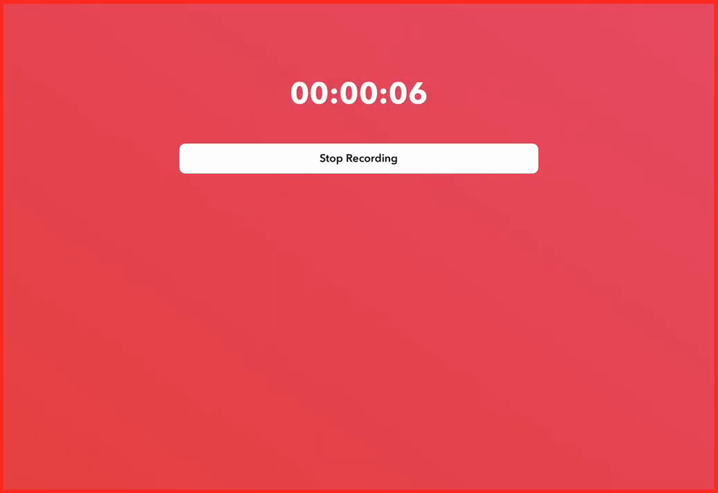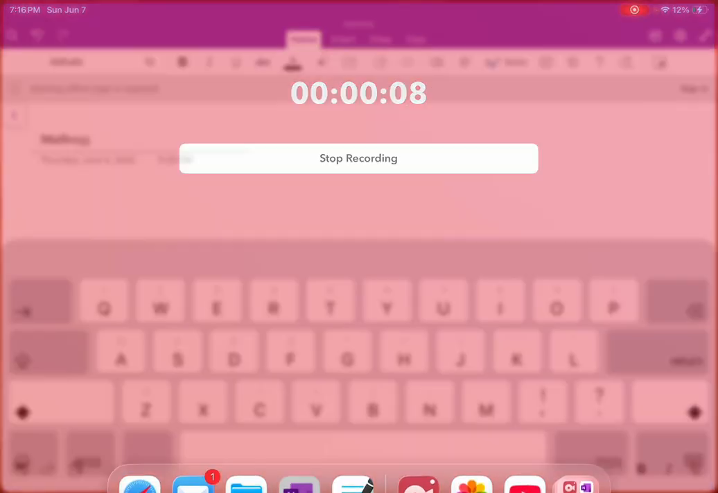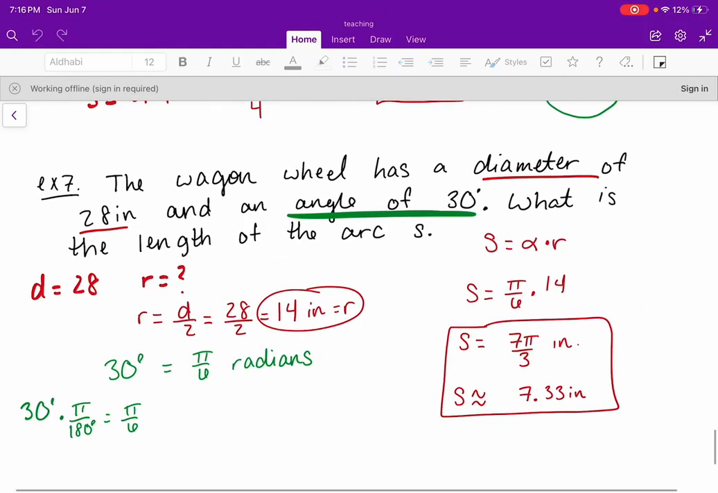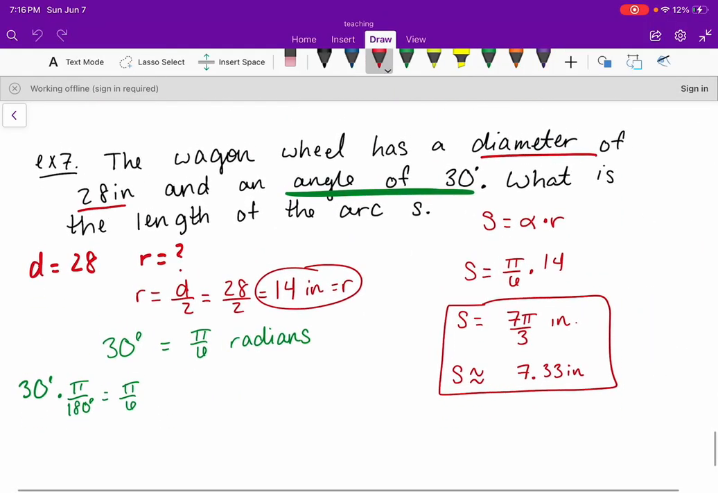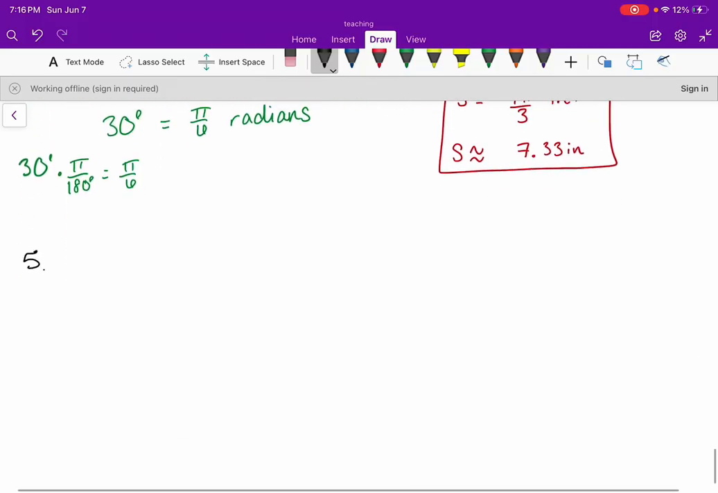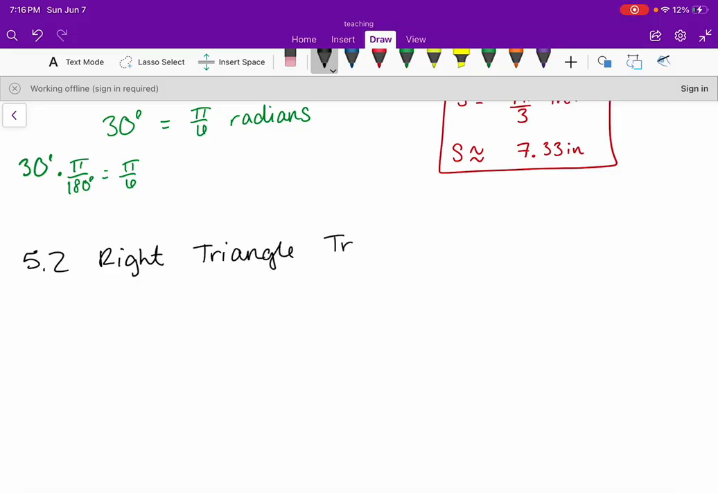Let me go ahead and go over to our notes section. Alright, so this is 5.2, which is right triangle trigonometry.